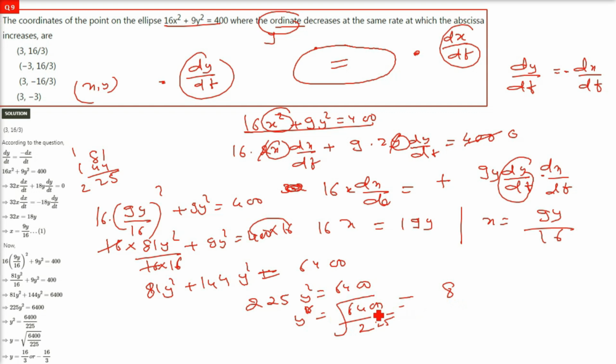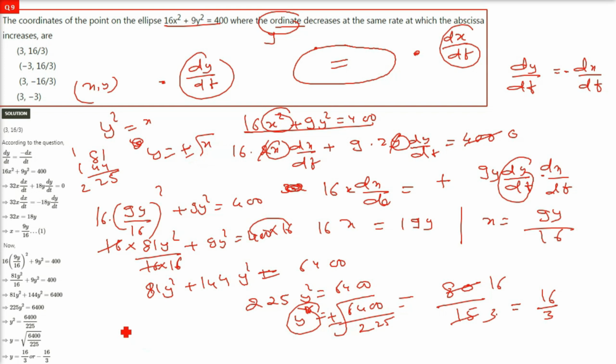So it is going to be 80 by 15. 15 into 15 is 225. There are 5 here, so 3, and this is 16. So you have 16 by 3 and one is plus, one is negative. Why? Because it is a square. Remember, whenever you have y square equals say x, y will be equal to plus minus under root x. Alright. So one time you will take negative 16 by 3 and one time you will take positive 16 by 3. So negative and positive.